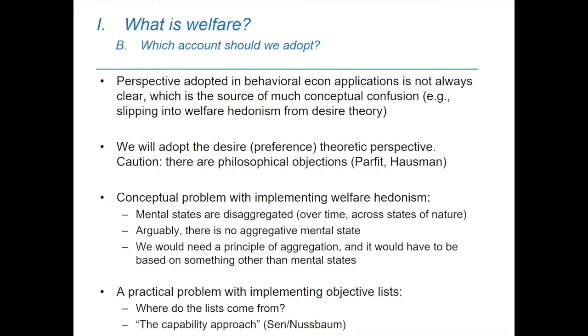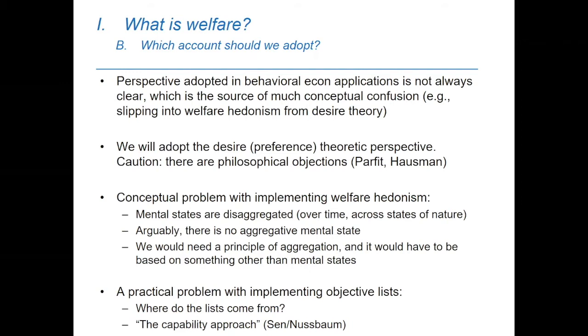Now, several different approaches to welfare are available to us. So which account should we adopt? Well, the perspective adopted in behavioral economics applications is not always clear, and that's the source of much conceptual confusion. You often see someone beginning with implicitly a framework that's based on desire theory, and then slipping into arguments that essentially draw on a welfare hedonistic perspective. And this leads to much confusion about what these authors are doing.